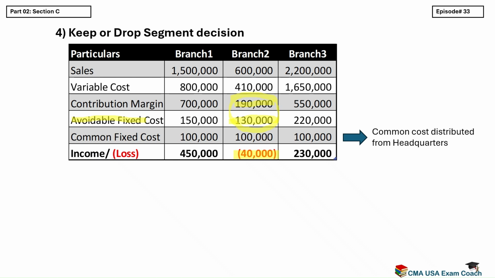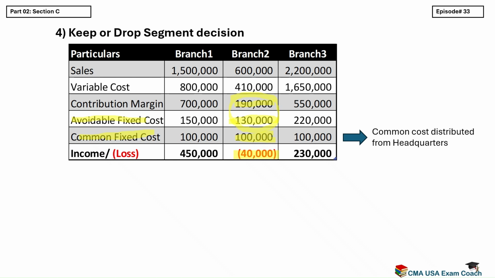Why? Because common fixed costs, that $100,000 allocated to each branch, will stay whether we keep the branch or not. It's not going to disappear just because we close the branch. It's a shared cost that the company has to bear anyway, so it's irrelevant for the decision. And that's the most important takeaway here. In marginal analysis, when we are evaluating whether to keep or drop a segment, we only look at the contribution margin and the avoidable fixed cost. Common fixed costs are not considered because they don't change with the decision.